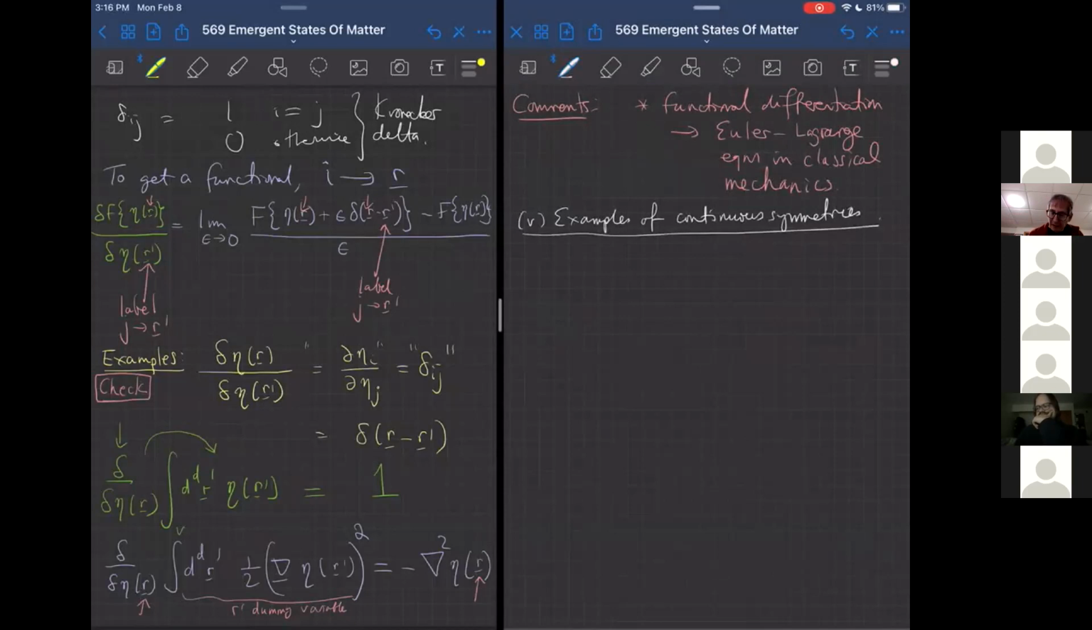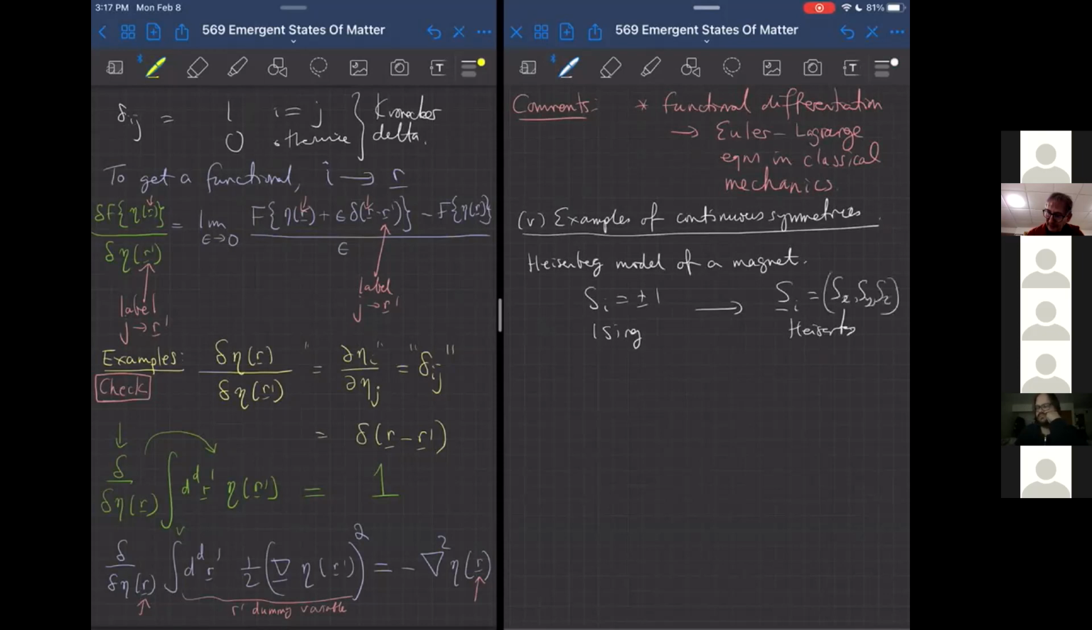So the first thing I want to give you as an example is the Heisenberg model of a magnet. And all we do there is we start off with S_i as plus or minus 1. That's in the Ising model. And in the Heisenberg model, we just say that S_i is a vector at that particular point in space.